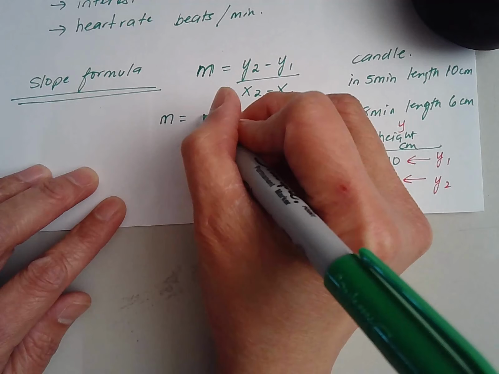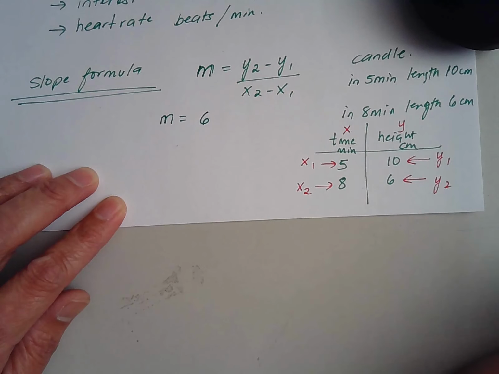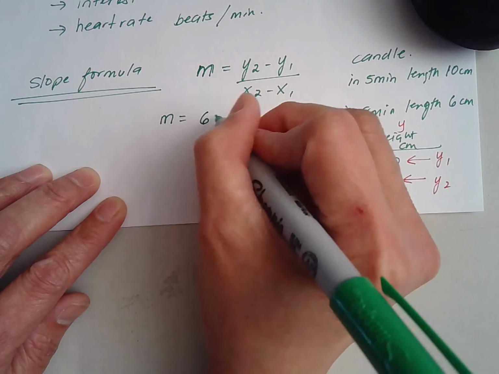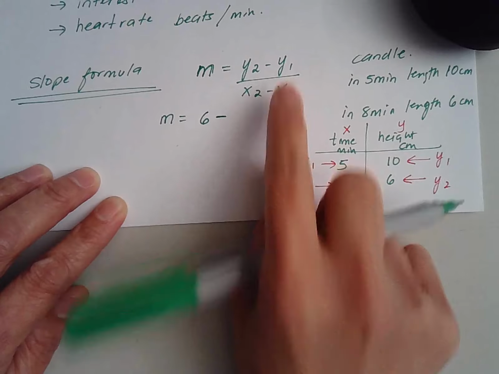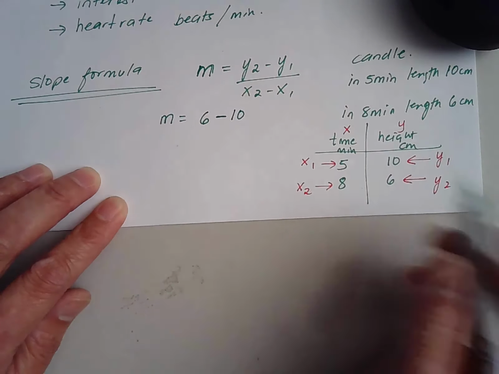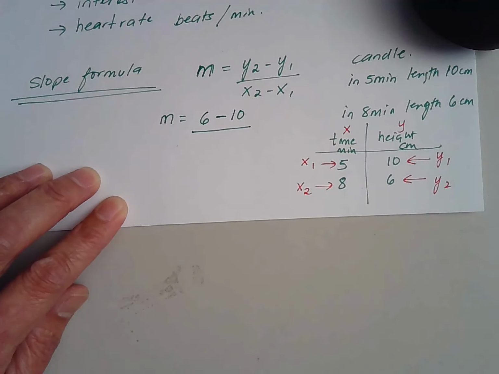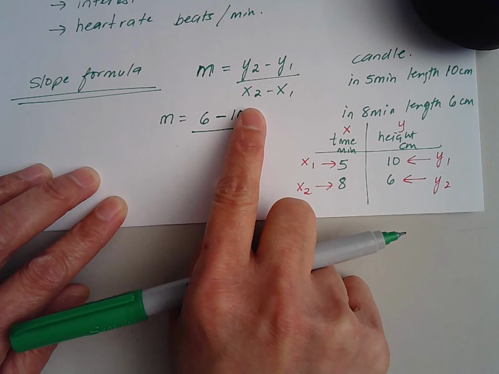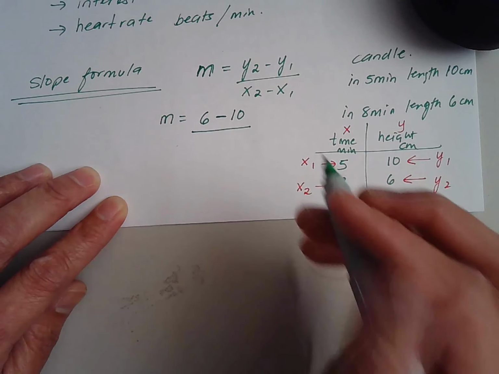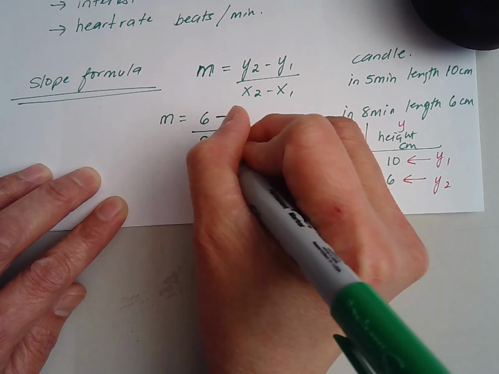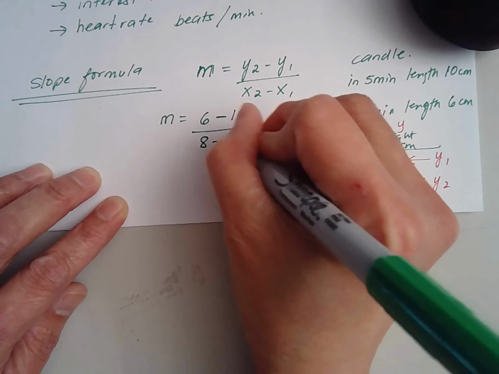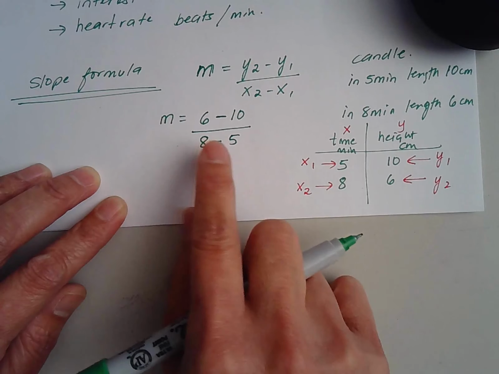Okay, we put 6. Is everybody okay with that? y2 is 6, yes? Minus y1. What's y1? 10. Okay, y1, 10. Divided by x2 is 8, yes? Minus x1 is 5. Okay. Is everybody okay with this?